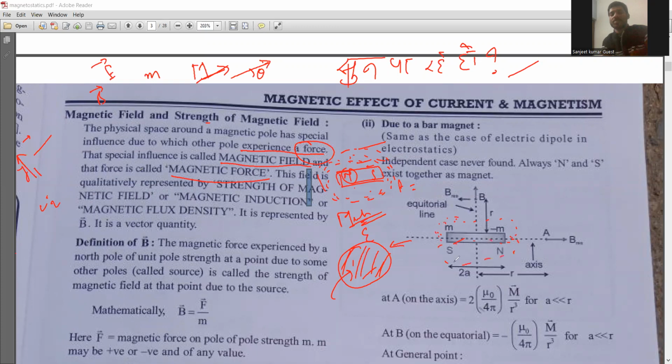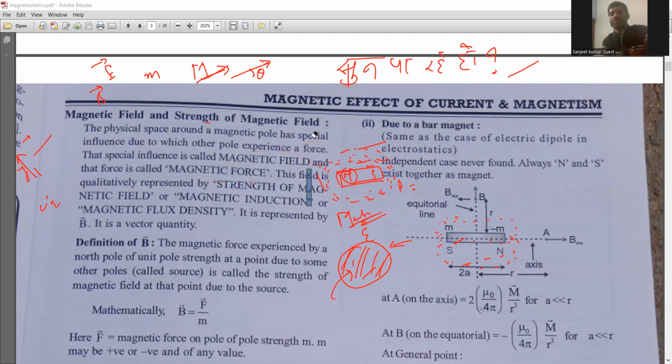And this space is filled, right? Because of this magnet, this field is created, right? So that is called the magnetic field. And then we experience some force because of this magnet, so that is called magnetic force. So it is as simple as that, we can understand it in this way.